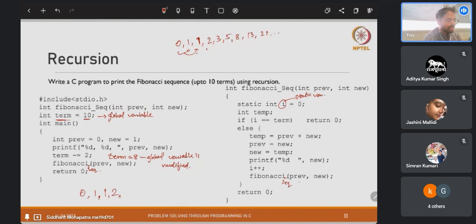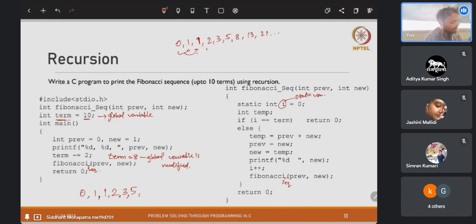Next it again calls Fibonacci sec with the values 1 and 2. Then again you check I is 2, it's not 8, so again the next value is calculated, 3, and the swapping takes place. I becomes 3, and you again call Fibonacci sec with the values 2 and 3. Now you check I value is 3, it's not 8, so we go to the else part. Again we calculate, we will have 5 printed and the swapping taking place. Then I becomes 4, because this is the 4th time the recursion has happened.